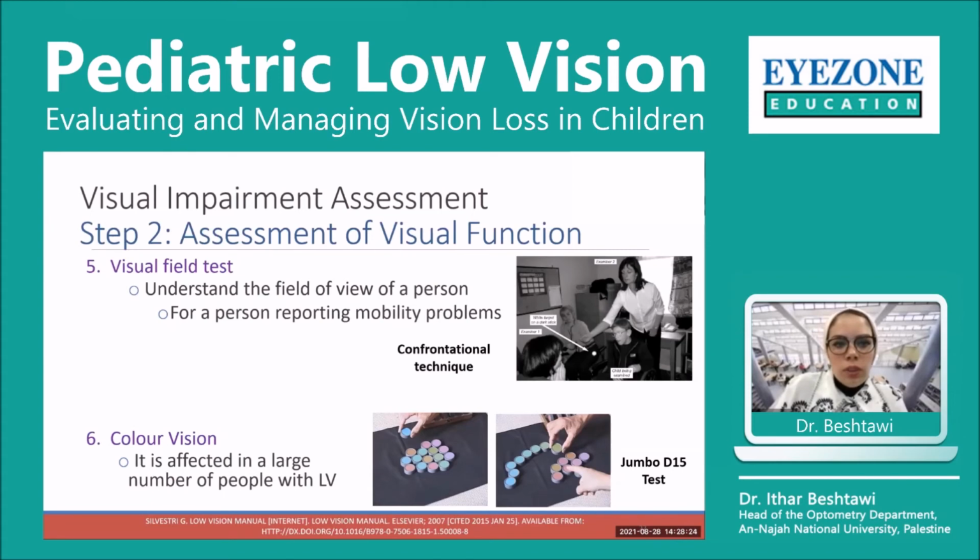The examiner in the front must keep the child's fixation and watch for response when the back examiner brings the target around and notes the angle of the visual field. We also test for color vision because it needs to be assessed in low vision. A large number of people have defects in their color vision, and we usually use the Jumbo D15 test, which has bigger buttons to be easily seen by visually impaired children.